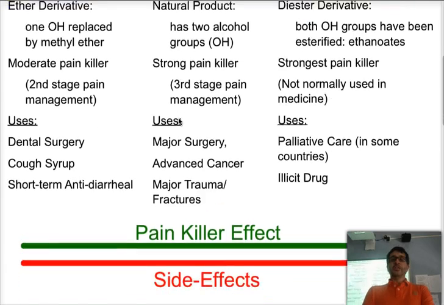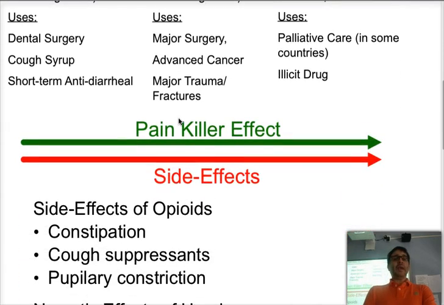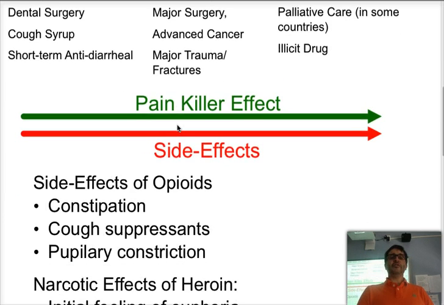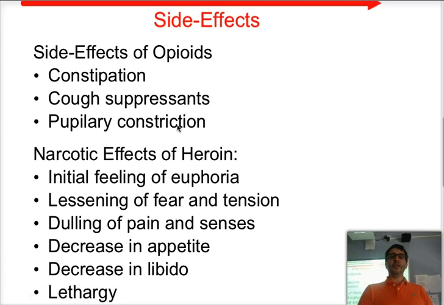All right, so the painkiller effect increases as we go from codeine to morphine to heroin, and so do the side effects. So here are some of the side effects of opioids. Constipation, cough suppressant, pupillary constriction, and then they also have narcotic effects, and we're going to focus on the narcotic effects of heroin.